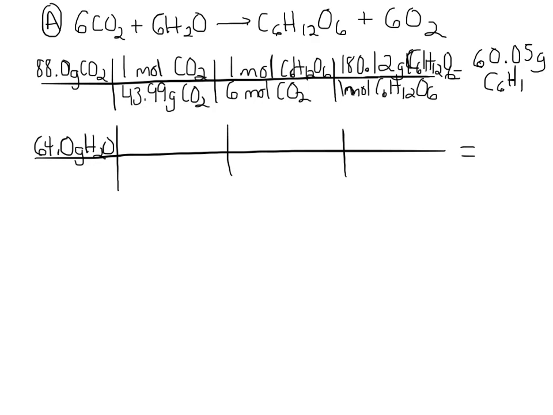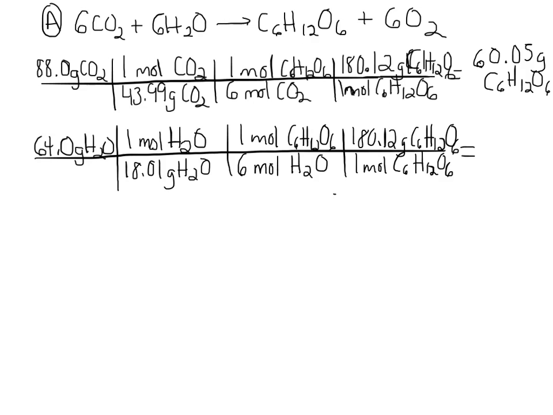Okay, next I'm going to set up the second problem. And we're starting with 64.0 grams of water in this one. Okay, I've got the second problem all set up, and that's grams of water to grams of glucose using the mole ratio in the third set of boxes. And when I do those calculations, I get 106.68 grams of glucose.